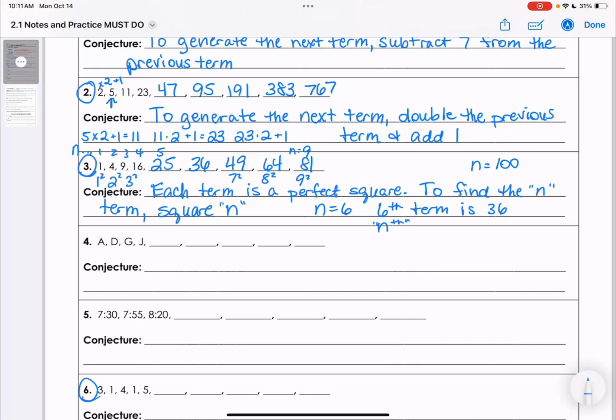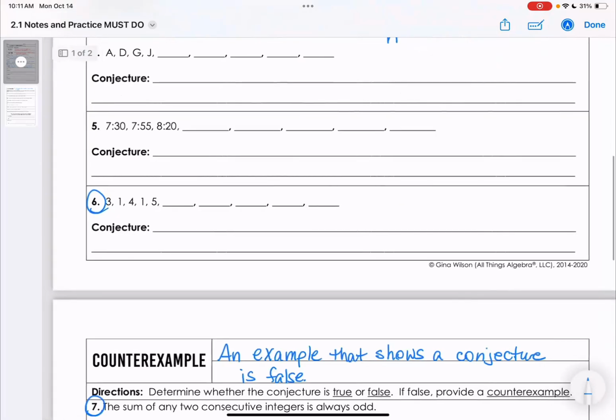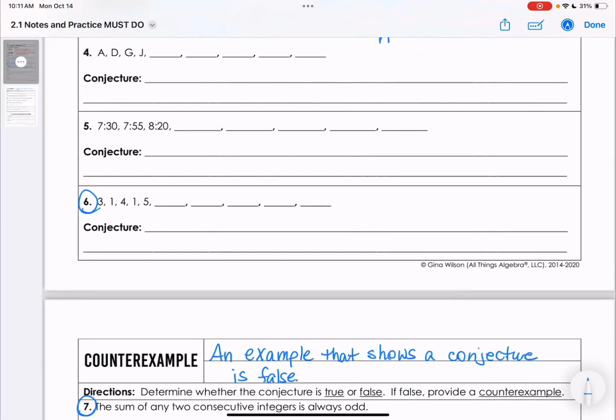That's math terminology. All right, number 6 is a little different. You might recognize it if I write it like this. See what that is? 3.14, you should recognize. That is pi.